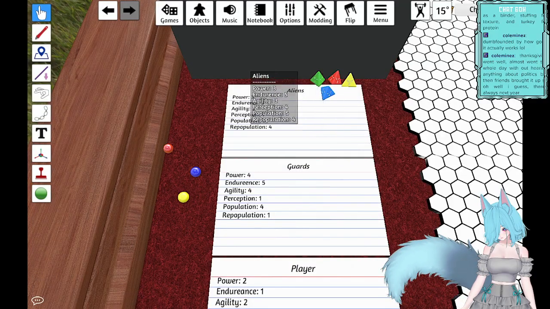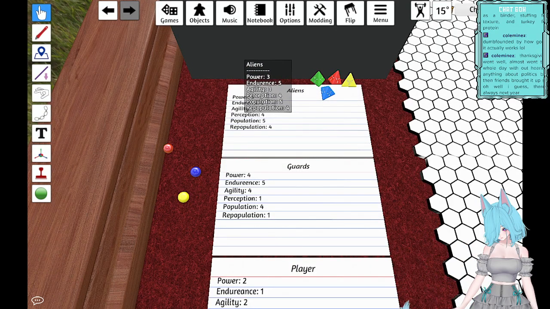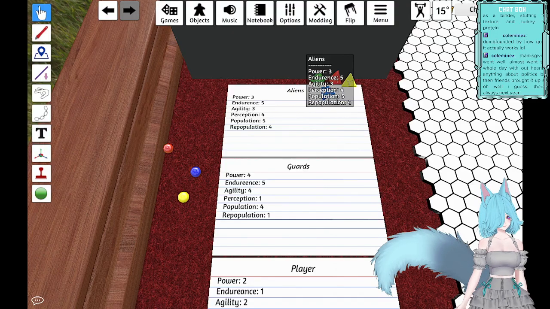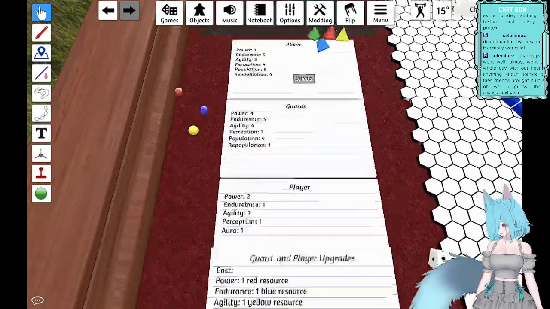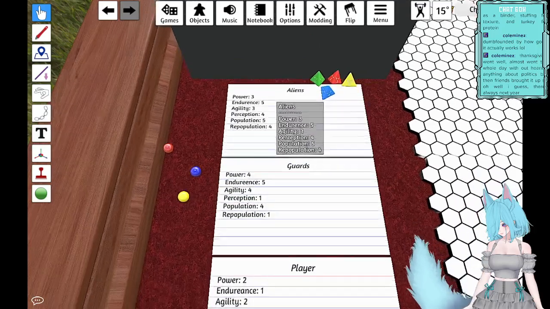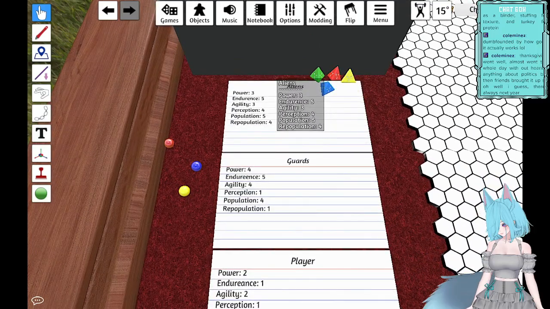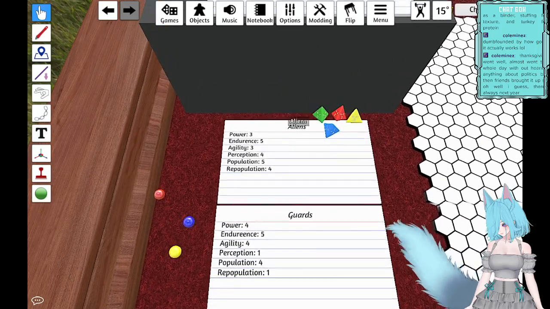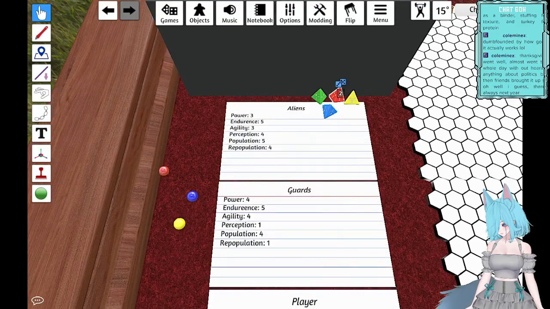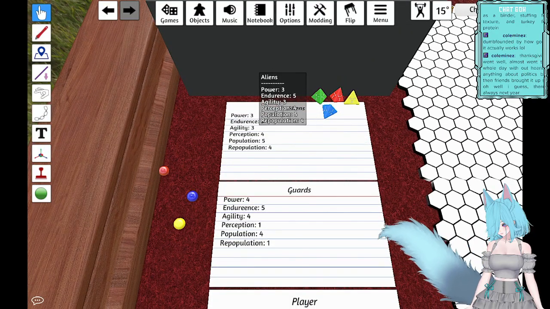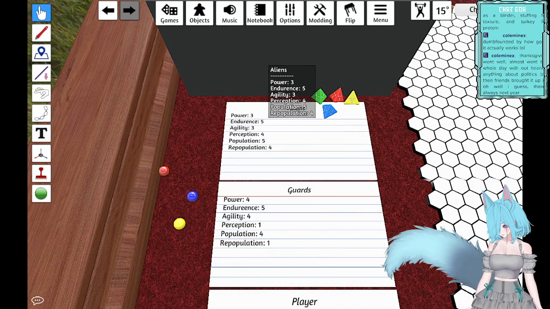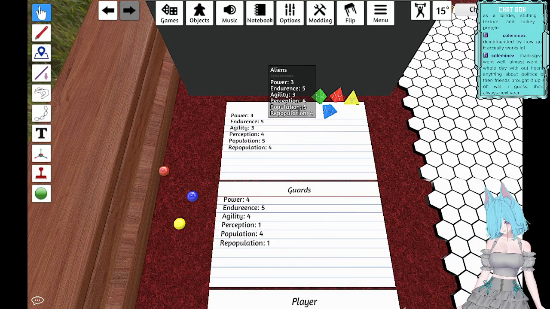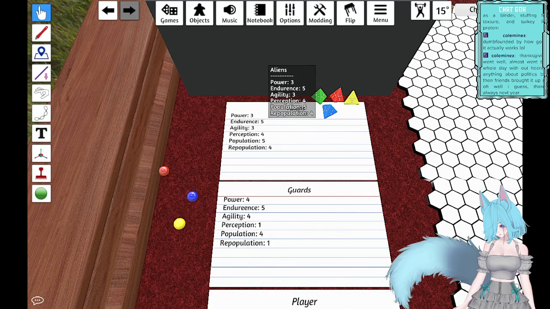But yeah, let's see. They have 4 perception. If we go full perception on the guards, then we can make another kill. Otherwise, 2 aliens are going to survive. Otherwise, we can't go.